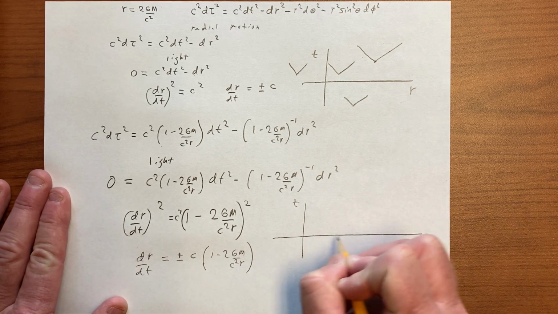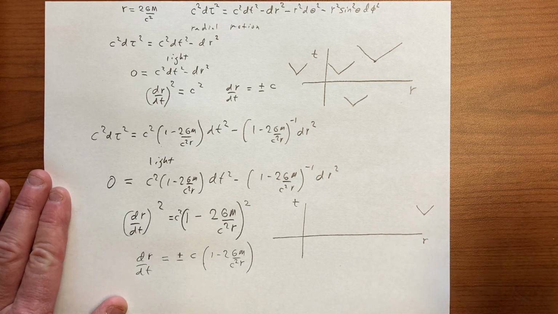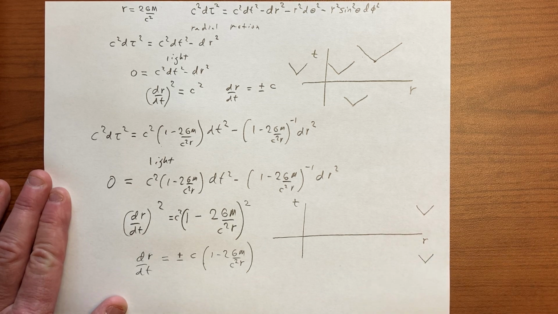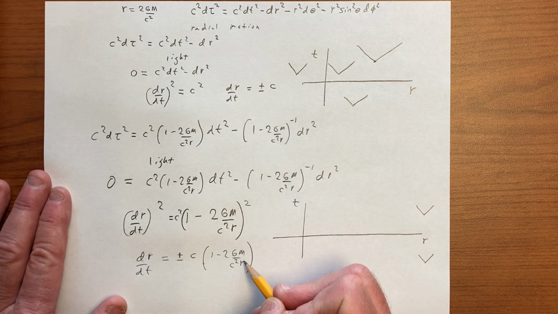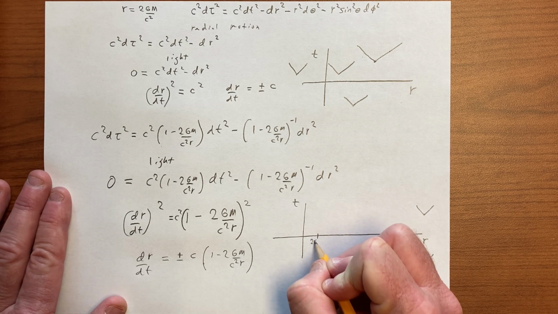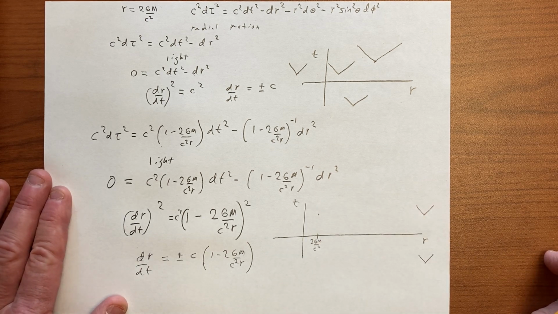So very far away, large values of r, we have the same space-time structure. The light cone looks like that, right, 45 degrees in every direction. But that starts to change as r gets smaller and smaller. Eventually, when r equals 2GM over c squared, what do we have here? What does the light cone look like?